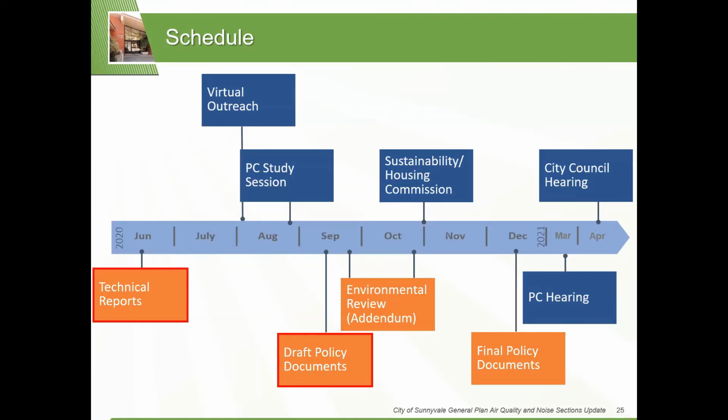Towards September, the draft goals and policies will be ready. We'll also start the environmental review by then. We are looking at going to the Sustainability and Housing Commission in the October-November timeframe to get their input. Towards the end of this year, the final goals and policies are expected. Then we'll be bringing the proposed updates to the Planning Commission in February 2021 and to the City Council in the April 2021 timeframe.